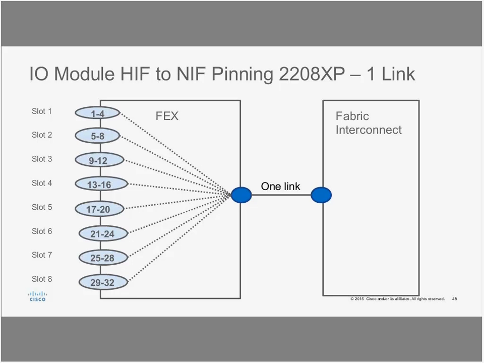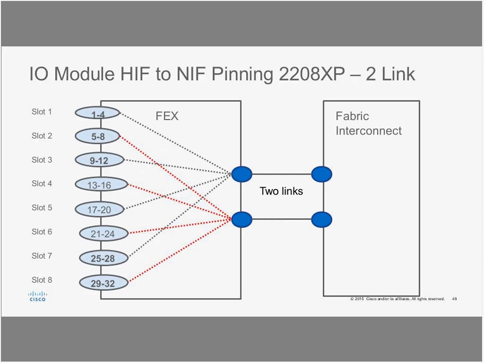So for instance, we have a chassis here that has 8 servers populated in it. These numbers right beside it, 1 through 4 for slot 1, these are the host interfaces that are being exposed to the blade from the I/O module perspective. Essentially you have one NIF, one link physically connected from the I/O module to the Fabric Interconnect. So therefore, all of your servers are only going to pin to that one link, because that's the only uplink that you have given to it. They're going to be dynamically pinned to that one link.